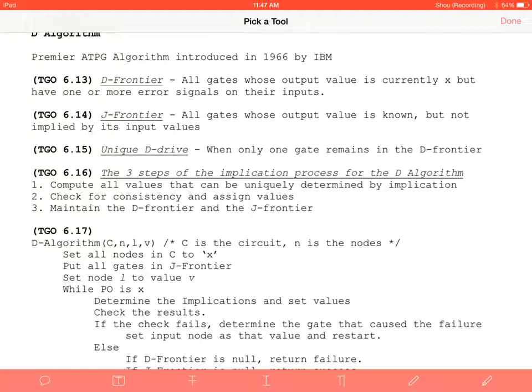And assign values in 3, we're going to maintain the D frontier and the J frontier. And in the example we're going to be going over, I'll actually, in more detail than I'll expect from you on an exam, describe what's going into the J frontier, what's in the D frontier, etc.